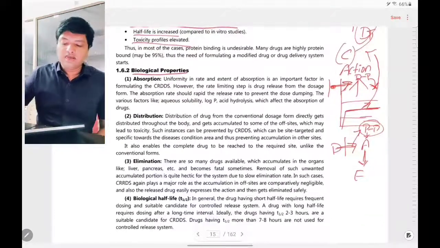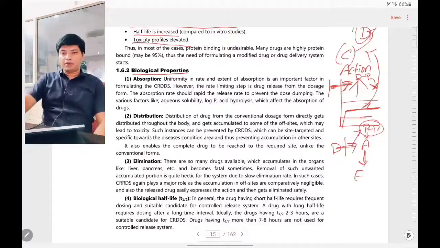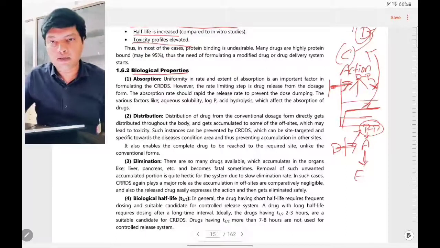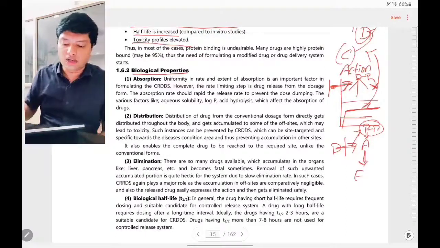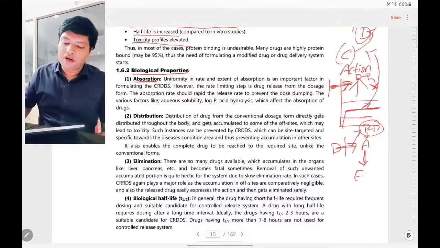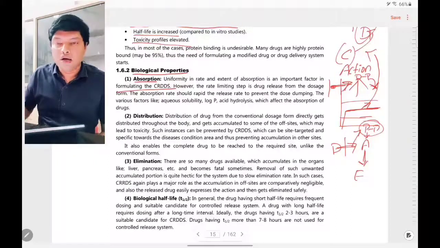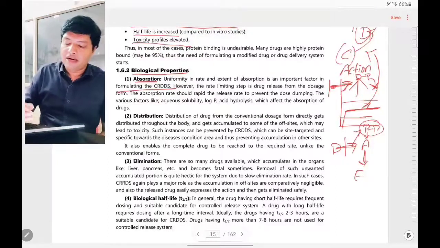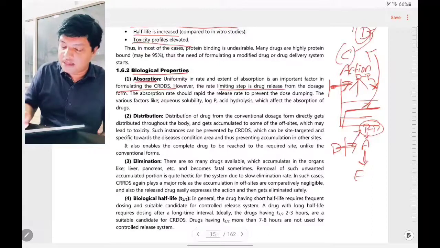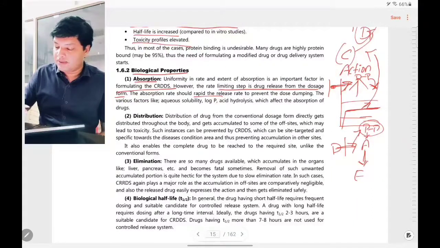Now next we come to another factor, that is biological properties. What are the biological properties which will influence the design of your controlled drug delivery? Absorption. Absorption is an important factor which plays a role in the formulation of a controlled drug delivery system. However, the rate limiting step of drug release is from the dosage form, and the absorption should be rapid. That's what I said. What I am assuming here is, just wait.